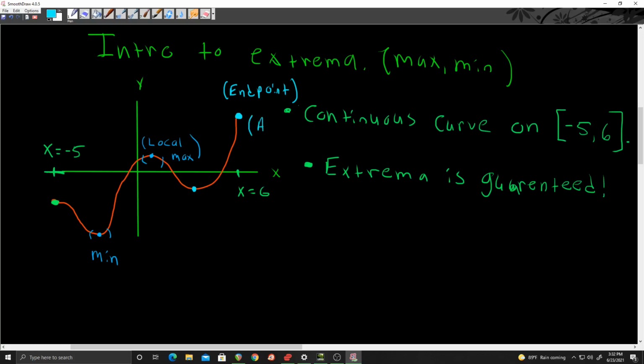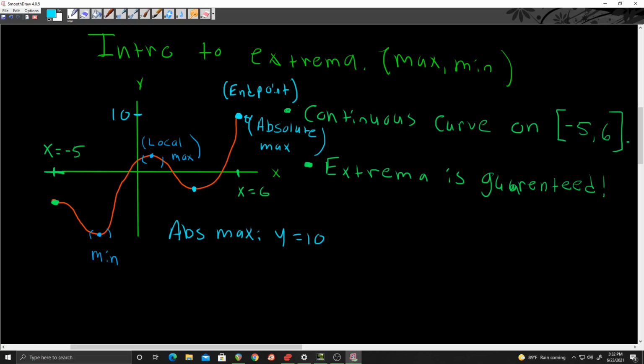So this is going to be what we call an absolute max. We also call it a global max. I'm just going to write absolute max here. The reason it's an absolute max is because it is the highest y value that is attained on this interval. In other words, whatever this y value is, let's keep it simple, let's say this is y equals 10. So the absolute max is y equals 10.